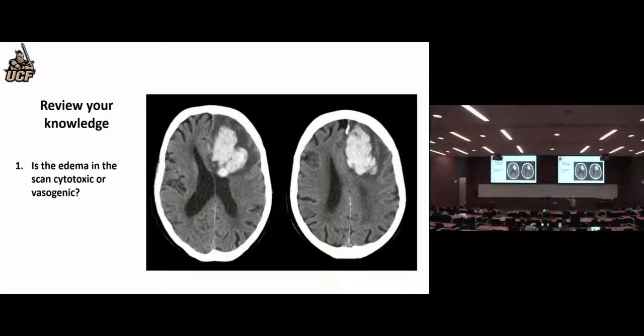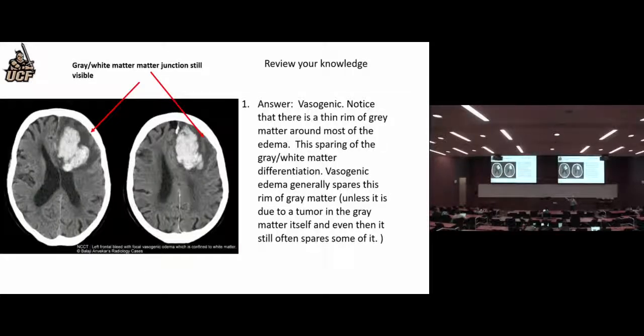And here is something again. This is online. Is this cytotoxic or vasogenic? Okay. Yes, and the reason is that you can still see that thin rim of gray-white differentiation around it. Maybe a little thinned out just by getting pressed by the pressure, but the sparing of the gray-white differentiation generally means that it's vasogenic.